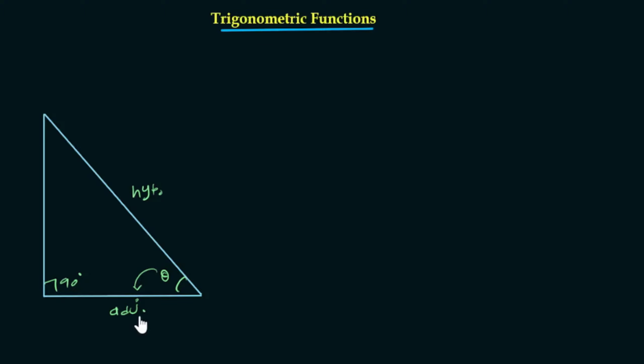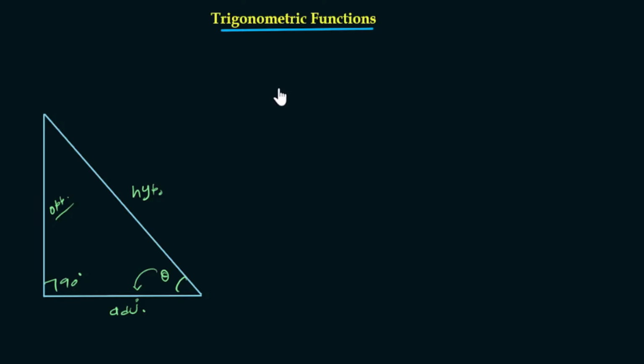I am writing these terms in short. The opposite side, this side, is known as opposite, OPP. You always have to remember, if theta is here, then this will be the adjacent side. If we take theta here, then this will be the adjacent side. Now we are going to see different trigonometric functions.